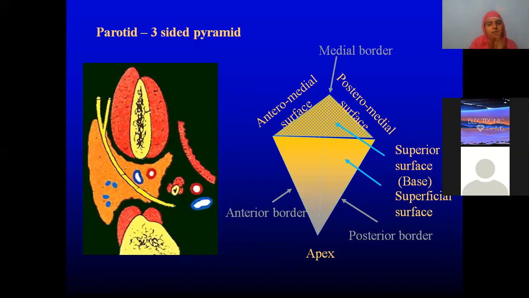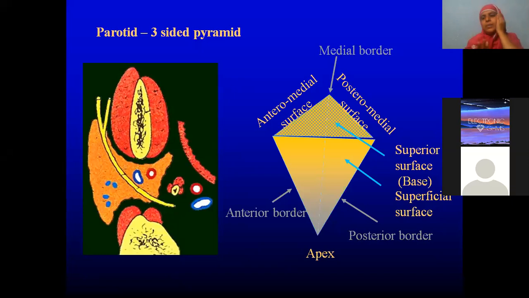It is a 3D picture. Suppose you keep the parotid gland like this; this particular border becomes the anterior border. The border behind becomes the posterior border. If you remove the gland, in the midline also you will have one border, and that becomes the medial border. We have discussed such borders for some other organs. So this is the anterior border, posterior border, and medial border.